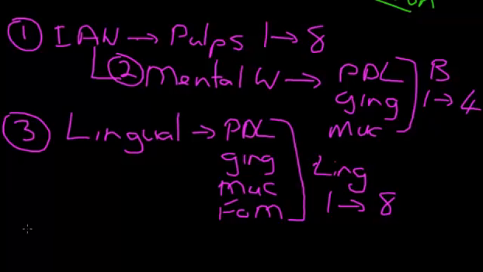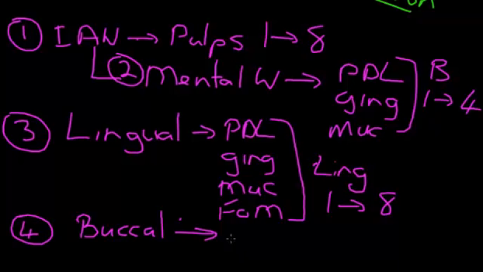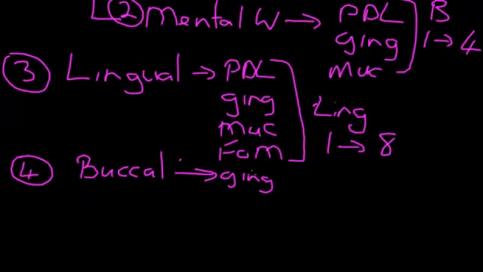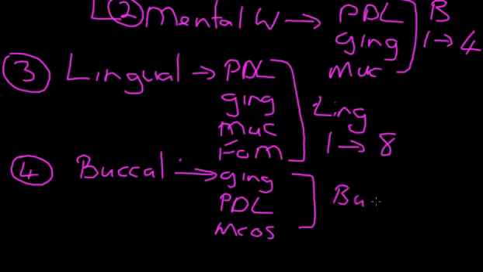And the fourth nerve in this sequence is the buccal nerve. And the buccal nerve supplies the gingiva. We'll just make ourselves a little bit more space here, we're running out of space. Gingiva, PDL, mucosa, to the buccal of the 5 to 8 region.